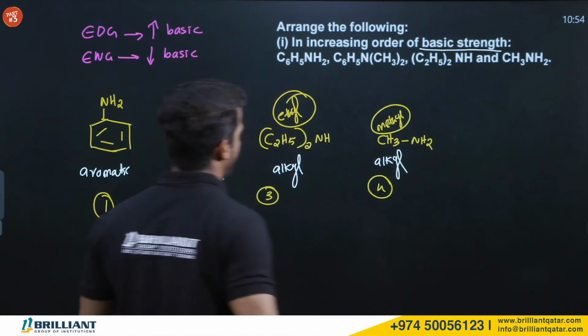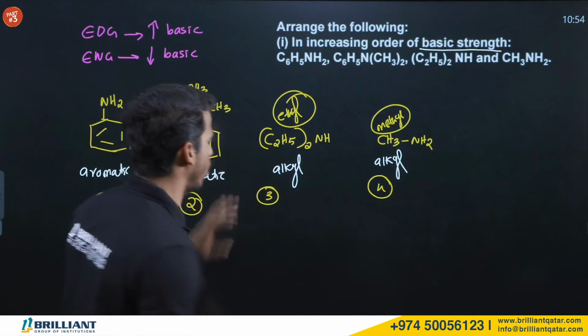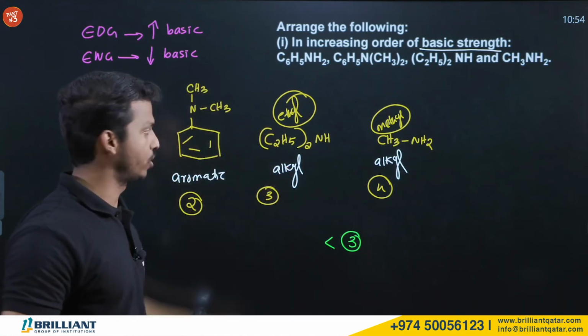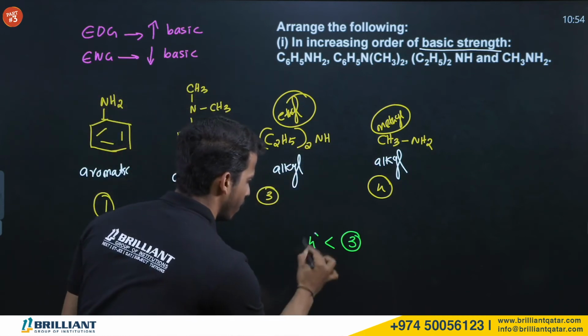So we can go for the question, dear all. The third one has more basic character, because ethyl is the branch. After that, methyl, the fourth one. Okay.